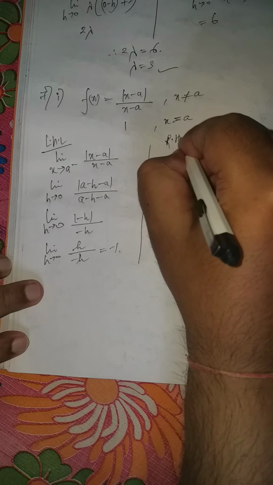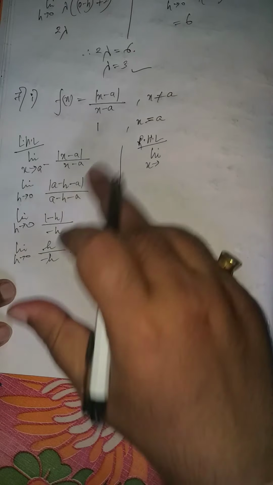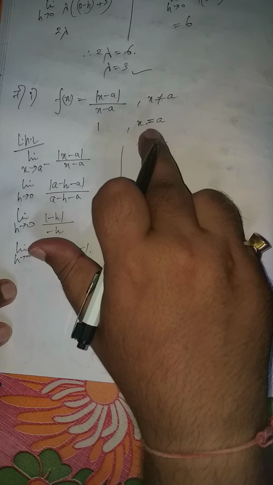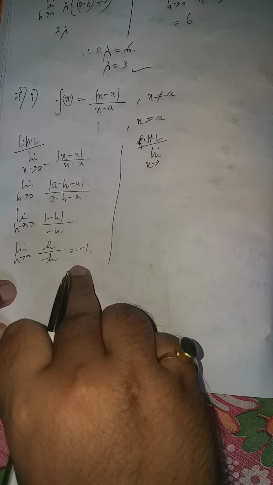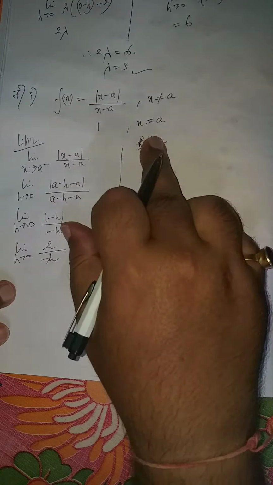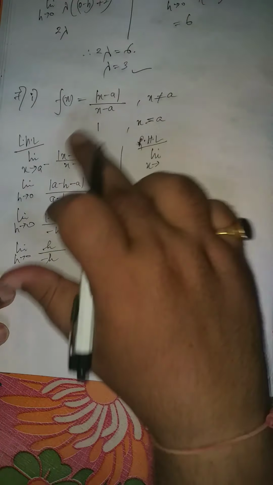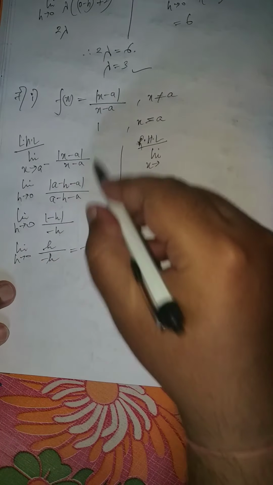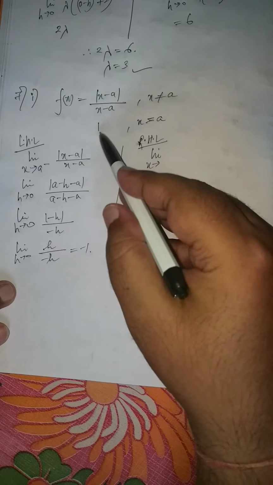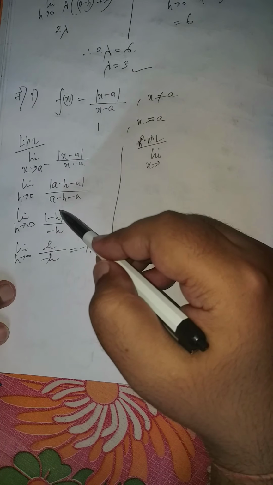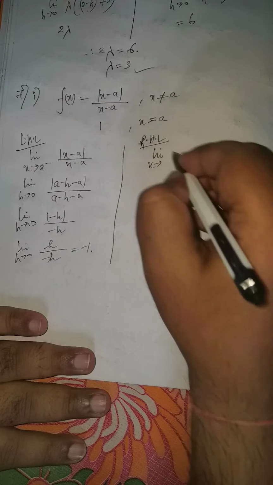RHL, limit x tends to... see here you can say at x equals to a, the function is 1 and LHL is what? Minus 1. For continuity, all the three parts must be same: LHL, RHL and the function value at that point. So here only you can give the conclusion, the answer part, that the function is discontinuous at x equals to a. But this is a mod function, that's why I am showing you how to find RHL also.